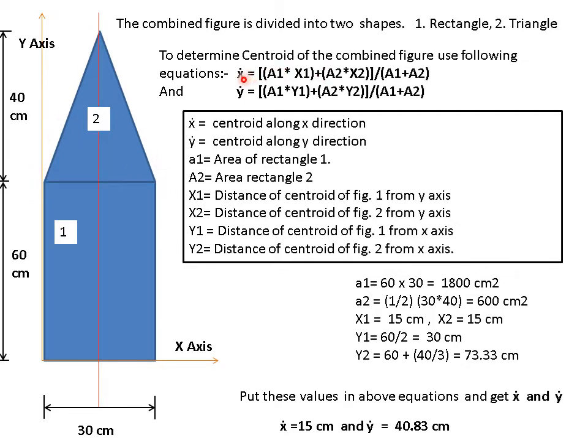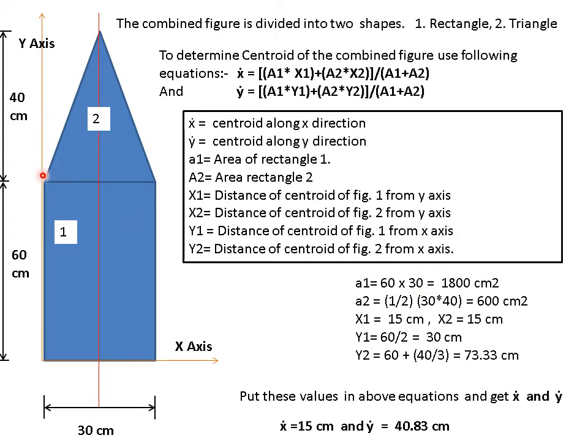The usual equation we will be using: x bar is equal to a1 x1 plus a2 x2 divided by a1 plus a2. Here y bar is equal to a1 y1 plus a2 y2 divided by a1 plus a2. You know the meanings of all the terminologies. So A1 is the area of the first figure. Now this is my first figure having a height of 60 centimeters and a width of 30 centimeters. So the area will be 60 by 30. A1 is 60 by 30 centimeters.